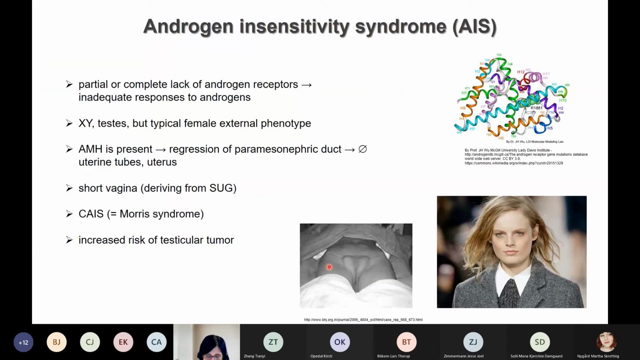Then we have also the androgen insensitivity syndrome. In this case, the problem is the partial or complete lack of androgen receptors. Therefore, the tissues become unresponsive and cannot respond to the effects of the androgens. These patients have an XY karyotype. They develop their testes, but they will be born with typical female external appearance. It means that the external genitalia are of the typical female type.